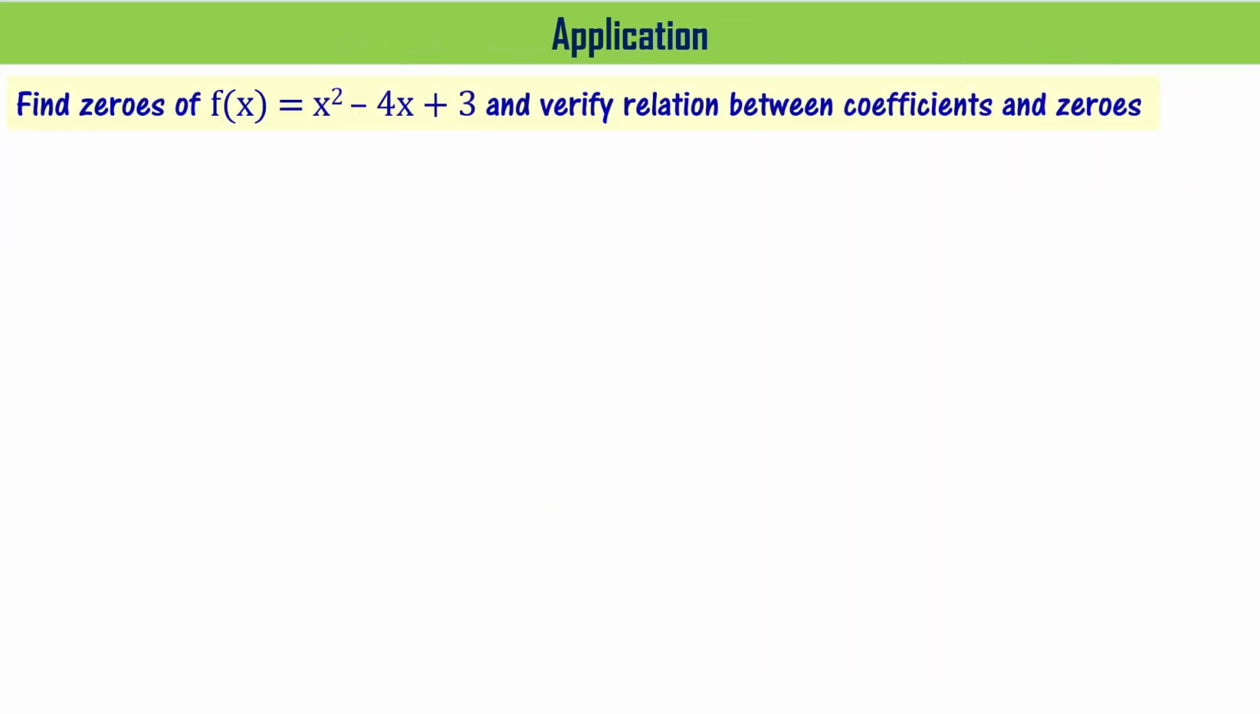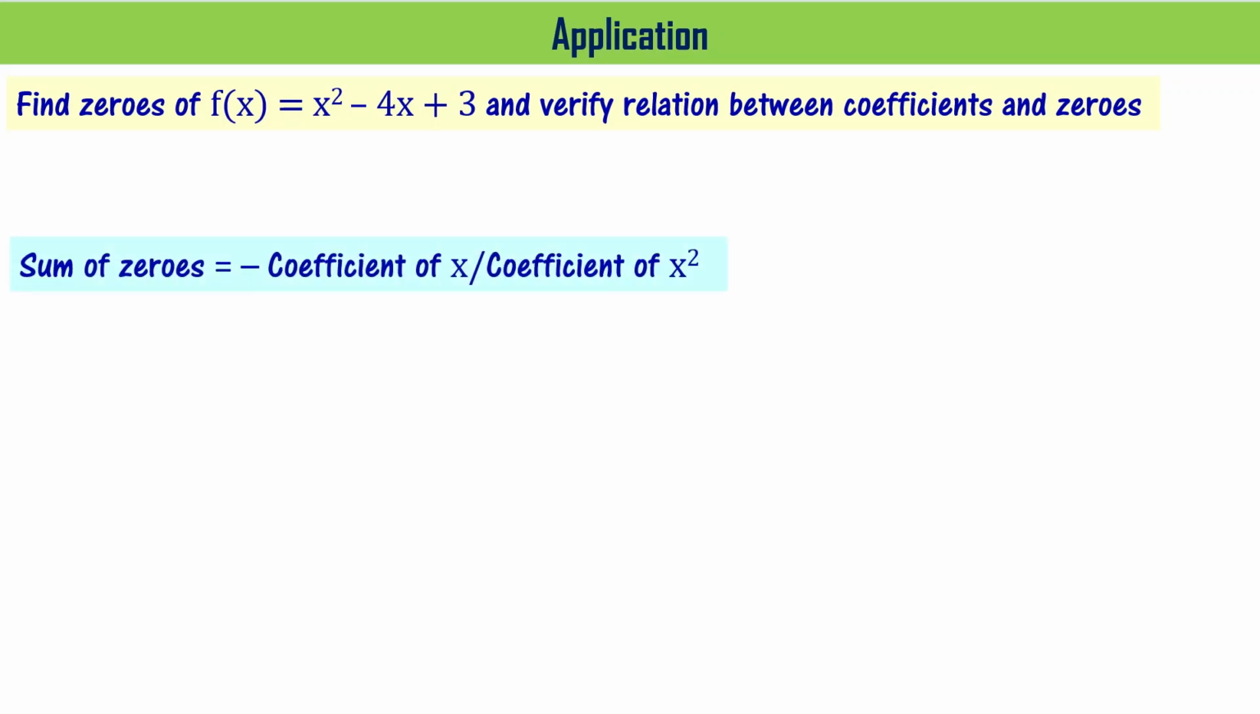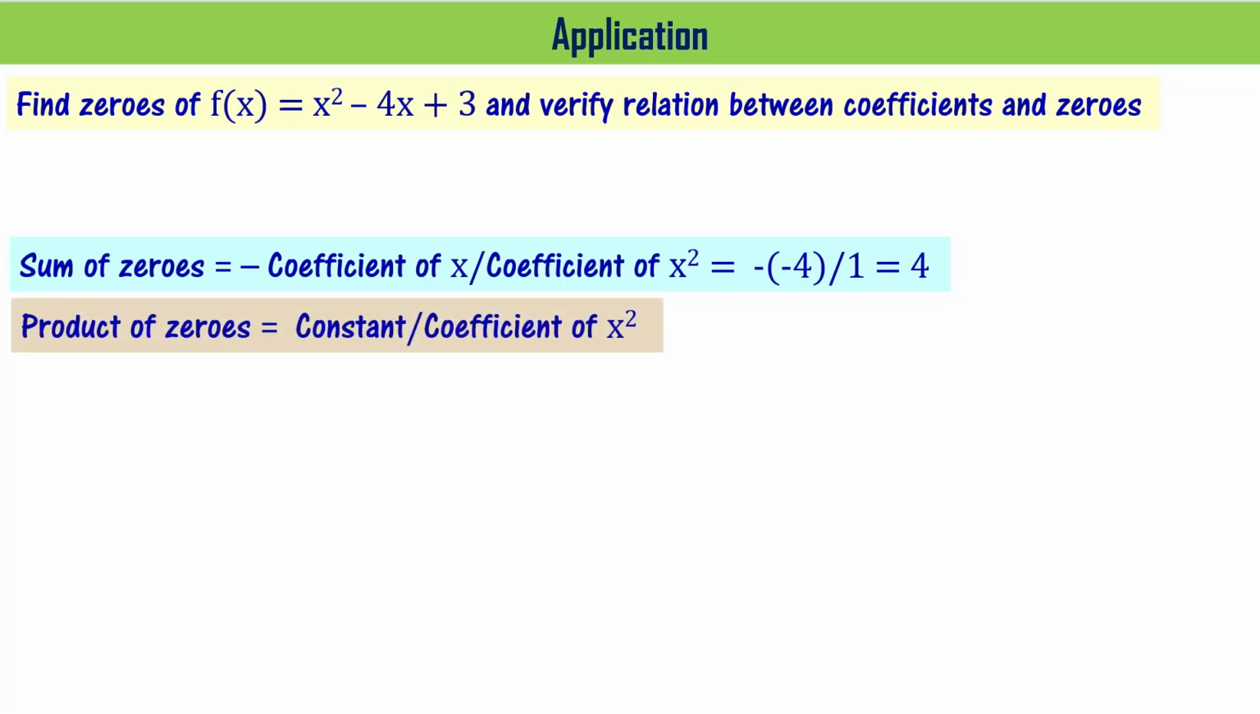Let's try an application problem based on that. Find zeros of f of x equal to x square minus 4x plus 3 and verify the relation between coefficients and zeros. Just now we said that sum of zeros can be written as negative of coefficient of x divided by coefficient of x square, right? It means for f of x, you can write sum of zeros equal to minus of minus 4 divided by 1, that is equal to 4, right? And product of zeros is defined as constant divided by coefficient of x square. It means it is 3 by 1, that is equal to 3, right?